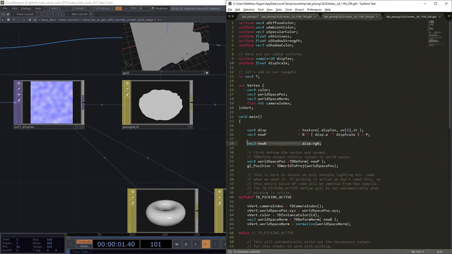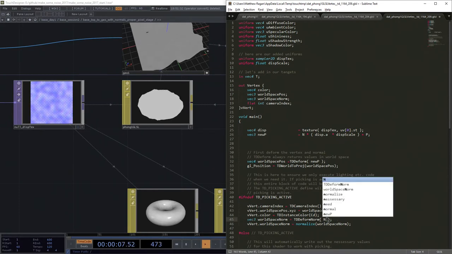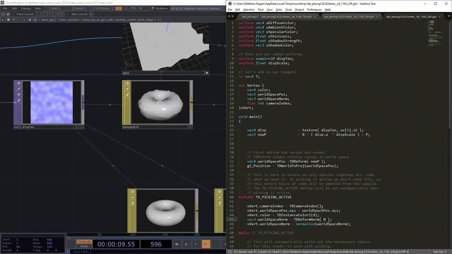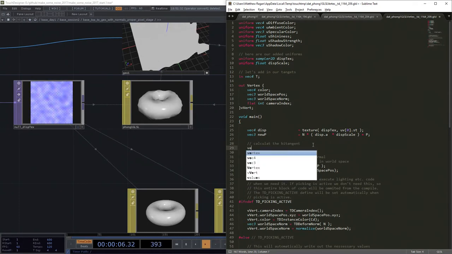Okay, so we're gonna get rid of this business. We don't wanna do this, because we're actually gonna do our normal recalculation in the fragment stage. So we're gonna rely on just our original normals here. We do need to calculate the bitangent, because we're gonna end up using that. And we can do that, that's gonna be a vec3.